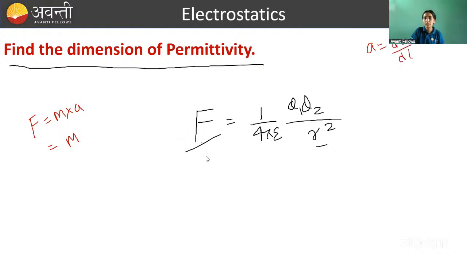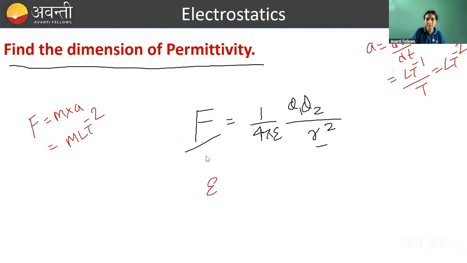डीवी बाई डी टी. सो एक्सेलरेशन का डायमेंशन क्या लिखोगे? वेलोसिटी का डायमेंशन बाई टाइम. वेलोसिटी क्या है? डिस्टेंस बाई टाइम. सो दैट इज एल टी माइनस वन बाई टी. सो दैट इज एल टी माइनस टू. सो फोर्स का डायमेंशन एम एल टी माइनस टू.